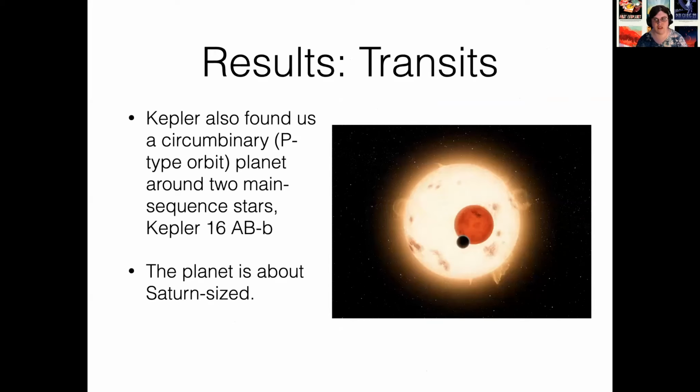Now the other cool stuff Kepler's found. So radial velocity is pretty early on discovered planets around one star, like in a binary. But Kepler found a planet that circles 2 stars, what we call a circumbinary planet. Sometimes people call all these Tatooine planets after the planet from Star Wars. So basically, instead of circling one star, this thing is circling a tight binary, 2 stars very close together. This planet is circling their center of mass, and it's roughly Saturn-sized.